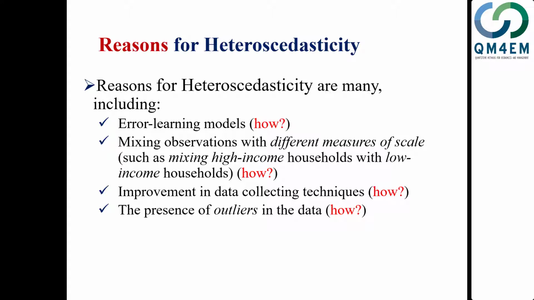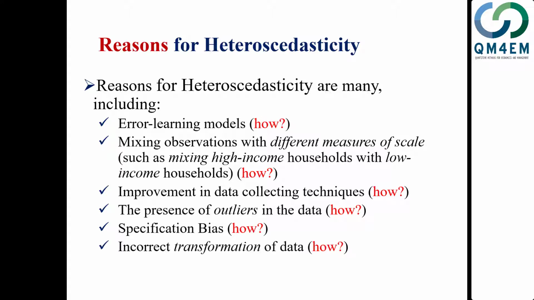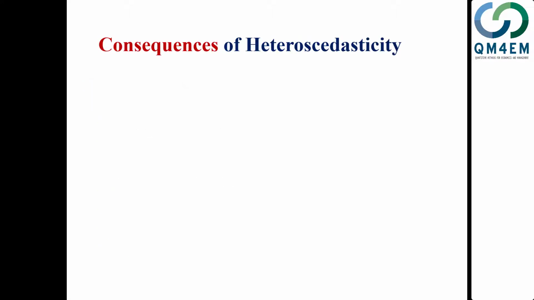Then we also talked about another reason of heteroscedasticity being the presence of outliers in our data, and then specification bias and incorrect transformation of the data were the two other causes that may possibly result in heteroscedasticity. All these reasons were discussed in detail in the previous lecture, so if you can't recall or can't link, I would strongly advise you to switch back to the previous lecture and then move on with this video.